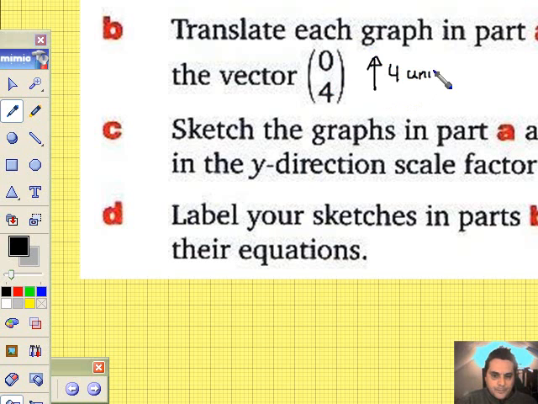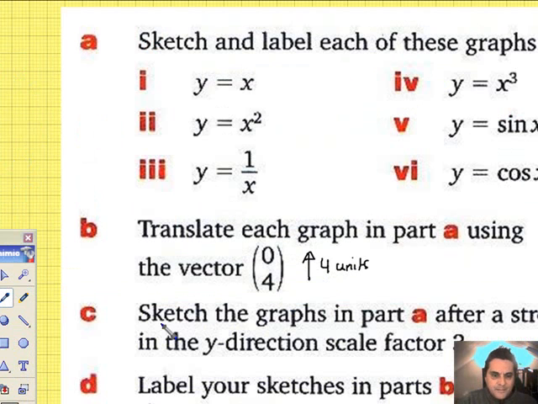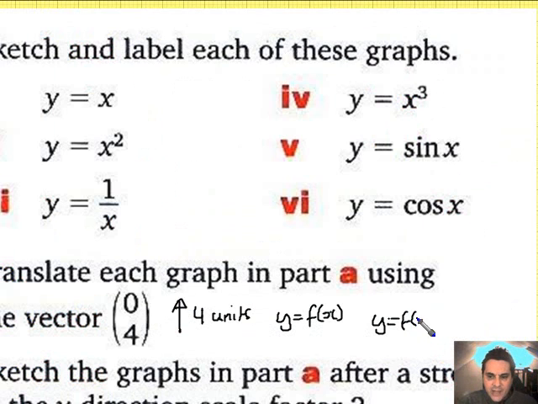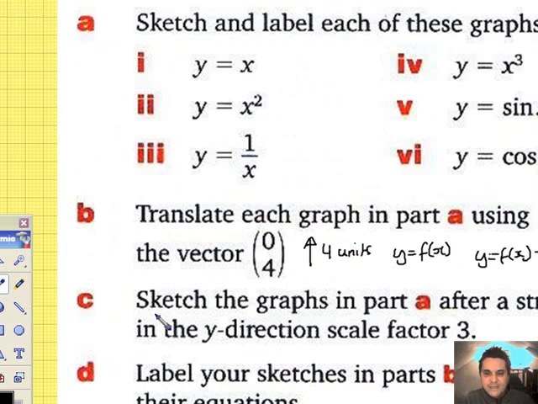Is that okay? Hope you remember that. So if I've got a general function y equals some sort of function in x, what I'm doing is taking each function like that and essentially adding 4, hence raising each graph upwards by 4 units along the y-axis. So that's very, very easy.